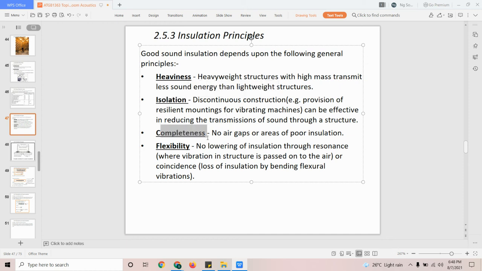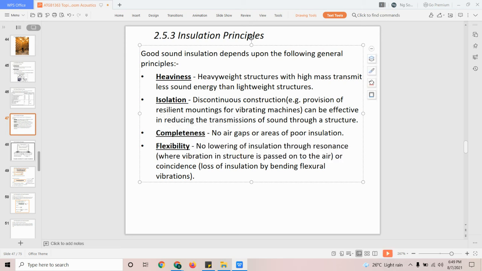Next, we have completeness. Completeness means you have a solid wall, so there's no gap in between. If there's a hole in the layer between you and the source of sound, then that layer is not really helping you in insulating the sound. So you want a wall that does not have any air gap.